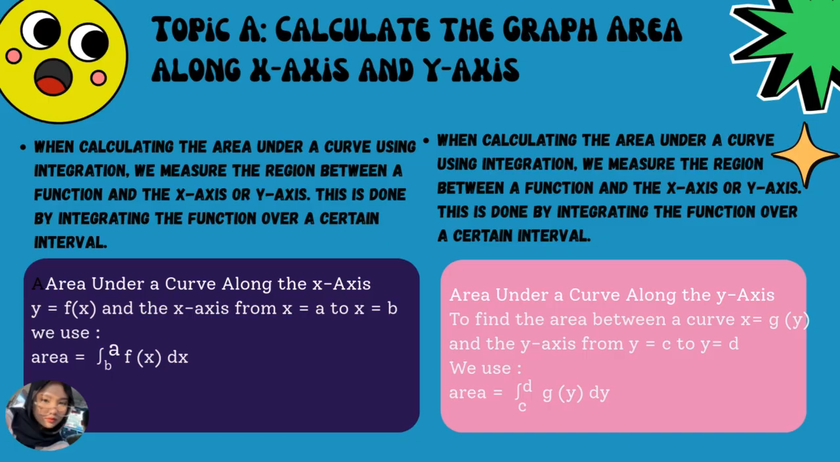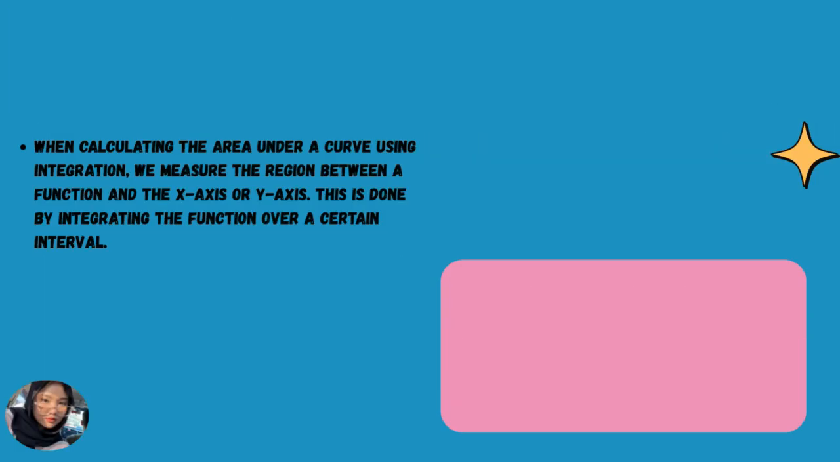Similarly, to find the area under a curve along the y-axis, where the function is written as x equals g(y), we integrate from y equals c to y equals d using the formula like I wrote there. This method helps us determine the space under a curve, especially when the region is a simple rectangle or triangle.